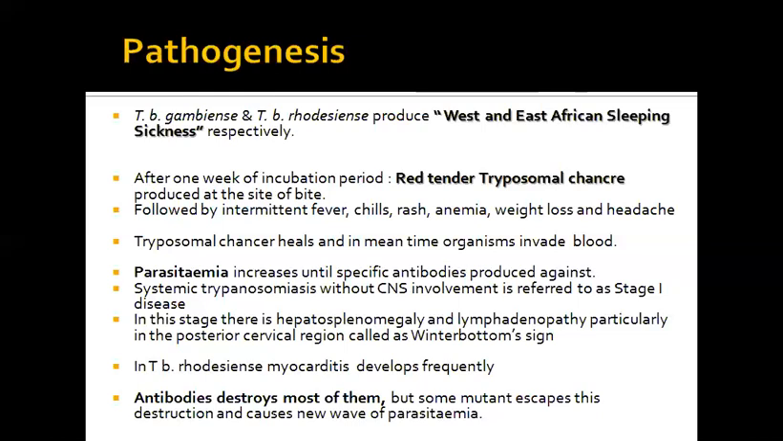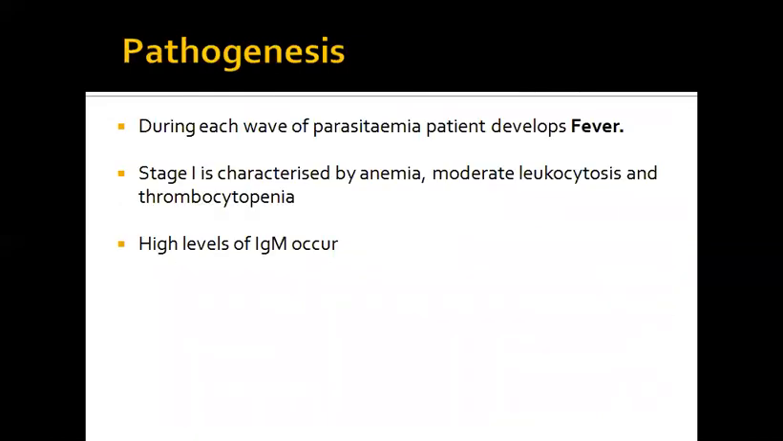In Trypanosoma brucei rhodesiense, myocarditis develops frequently. The antibodies destroy most of the parasites, but a few of them, the mutants, will escape and cause a new wave of parasitemia. During each wave of parasitemia, the patient develops fever. Stage 1 disease is characterized by anemia, moderate leukocytosis, and thrombocytopenia. High levels of IgM antibodies are persistent findings in this stage.